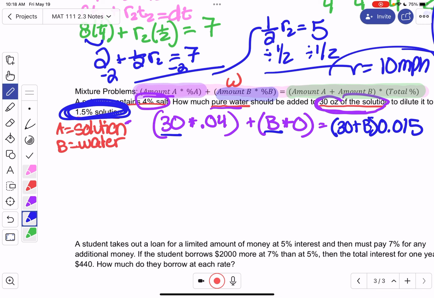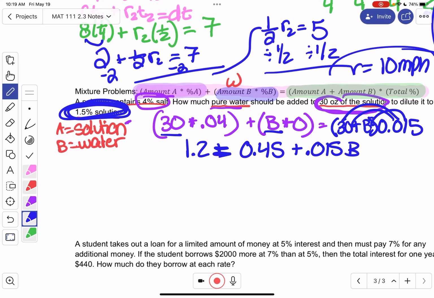So if I were to multiply 30 times 0.04, I get 1.2. B times 0 is 0. Here I would distribute. So 30 times 0.015 gives us 0.45. And 0.015 times B is 0.015B. Now I subtract the 0.45 from both sides. And I get 0.75 equals 0.015B.